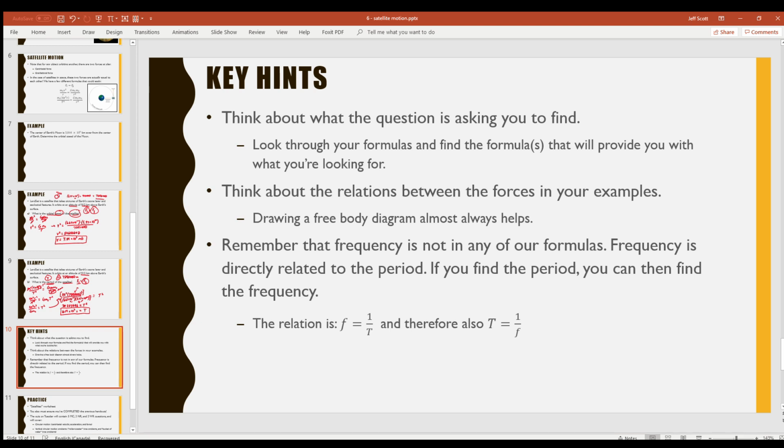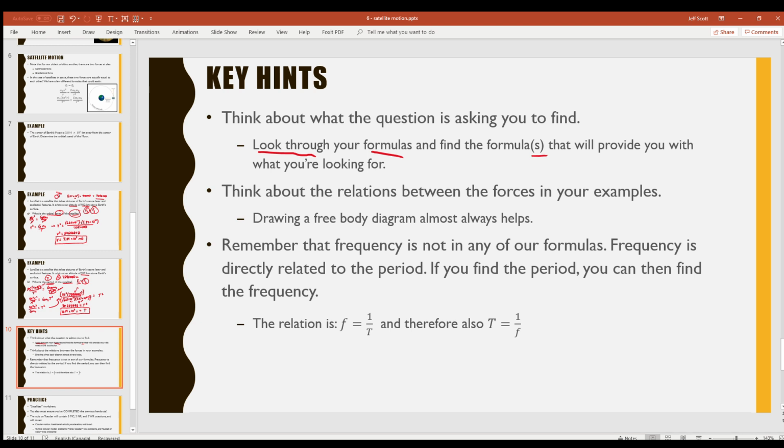Okay, so to go about these kinds of questions, I want you to think about what the question is asking you to find. If it's asking for, let's say, a period, you know you're going to have to use that formula that has the period in it. Or if it's asking you for a velocity or a speed, you're going to have to use that formula that contains speed in it. So basically, you just have to look through all of your formulas and find the formula or formulas that provide you with what you're looking for.